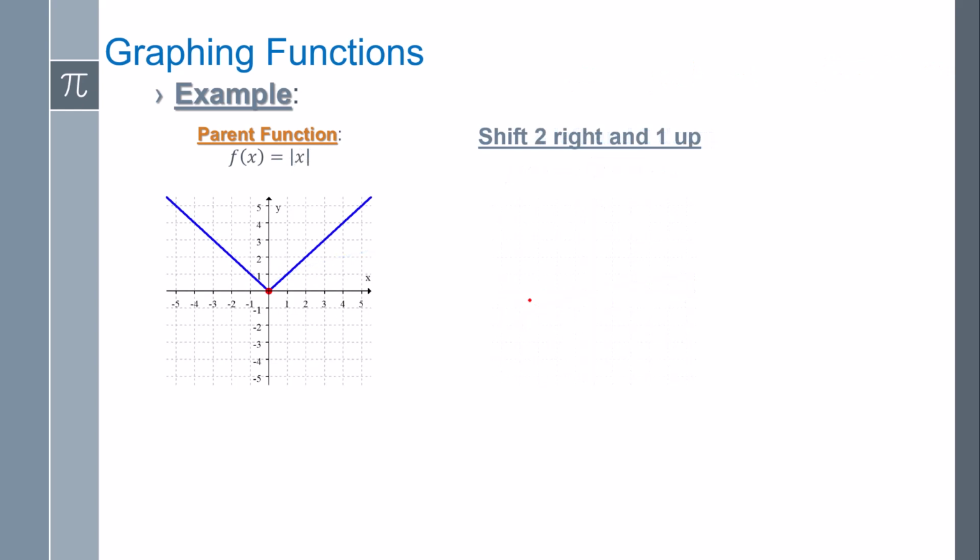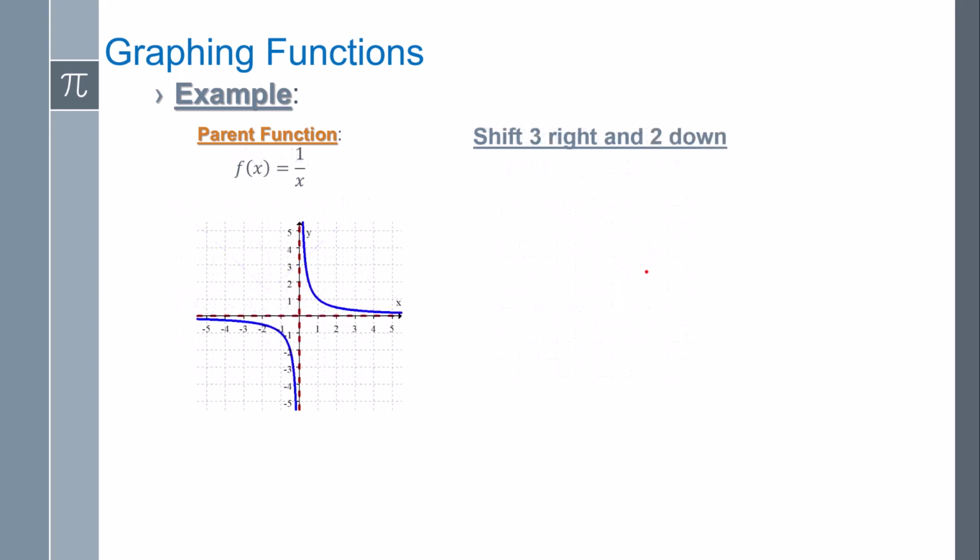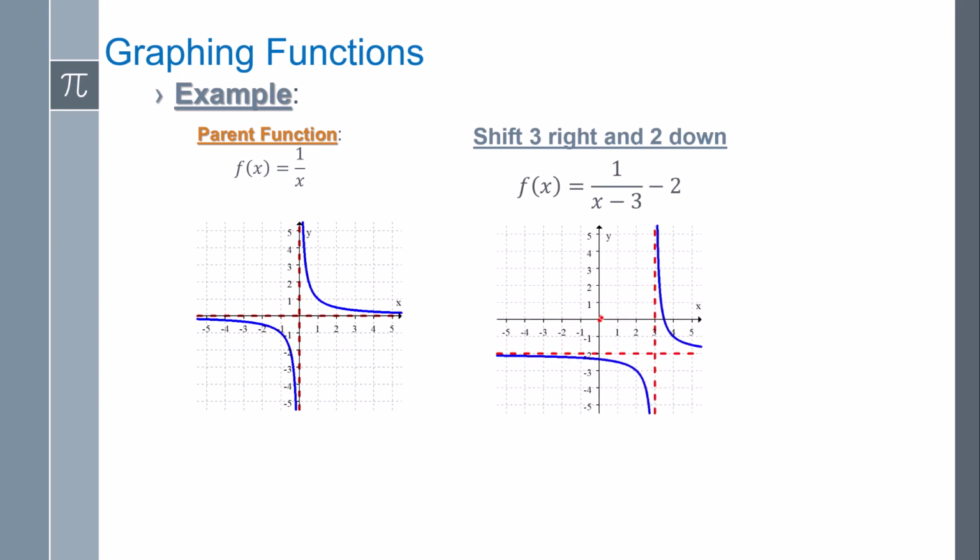If I have an absolute value function and I wanted to shift it 2 to the right and up 1, well, 2 to the right, so that's positive, so that's going to be x minus 2, up 1, so plus 1. But we have to write it in the form with absolute value. And so normally it starts here, shifts over 2, up 1. Same thing with the rational function. Those crosshairs, x minus 3, 1 over x minus 3 minus 2. So that means the horizontal shift is 3, shifts down 2. Those crosshairs shifted over 3 and then went down 2 spaces.